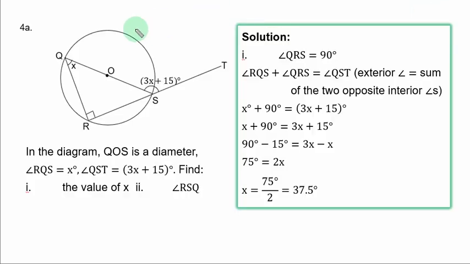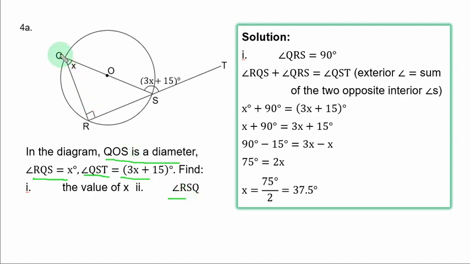Question 4a. In the diagram, QOS is a diameter. Angle ROQS is equal to s degrees. Angle QST is equal to 3s plus 15 degrees. Find the value of s. Then, remember figure 2, find angle ROSQ.